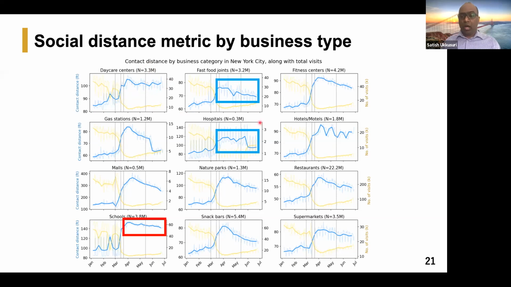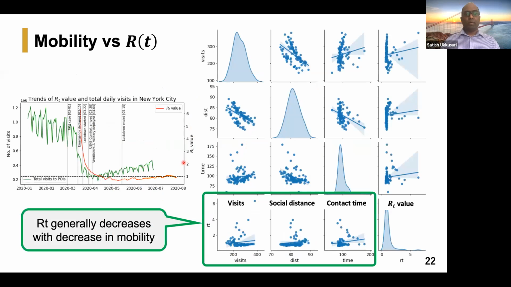So you can see how that is changing for all of these different types of facilities, right? The contact distance, for example, at a fitness center increased, but then slowly started dropping after a certain amount of time. Schools, it remained pretty much the same. Malls, it started dropping and so on. So you can look at how the social distancing metric is changing by business type, by time of the week, by location, and so on, right?